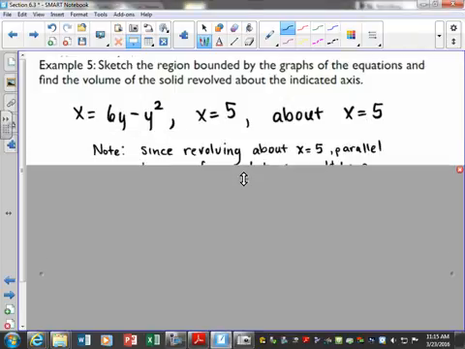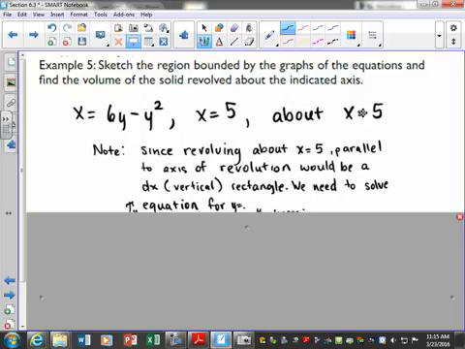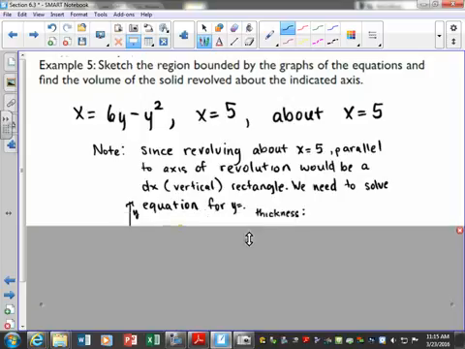If we take a few minutes, we also want to note that if it's revolving about x equals 5, parallel to that will be a dx vertical rectangle. So you're going to have to solve everything for y equals to start, and we're going to do that in just a minute.